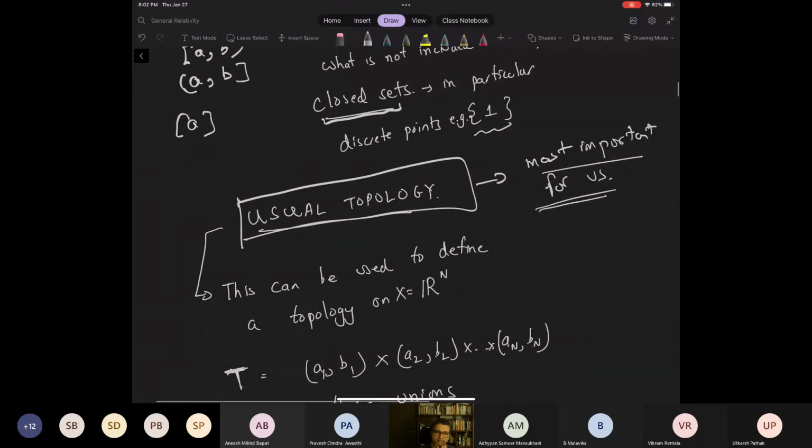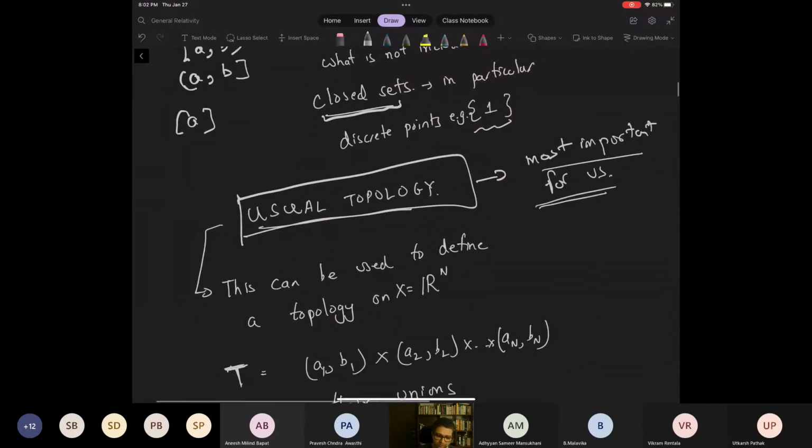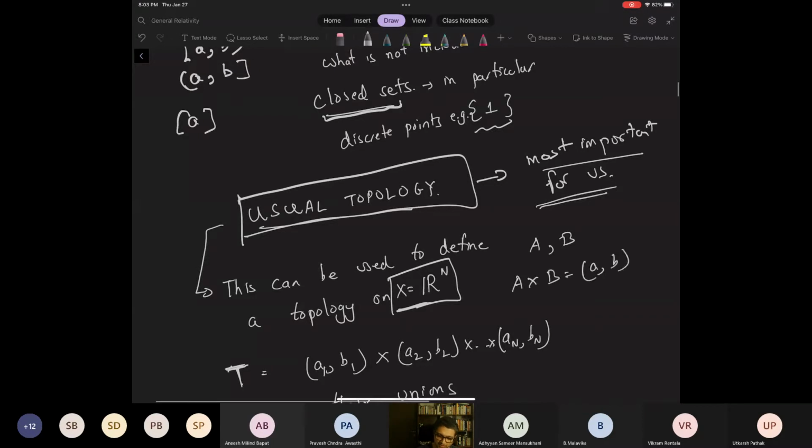And this topology can now be used to define a topology on a space X equal to Rn, the n-dimensional space. First of all, when I have two sets A, B, I can define a set A cross B whose elements are ordered pairs (a, b), where a belongs to A and b belongs to B. So this is a definition of a cross product of sets. So Rn you can think of as R cross R cross R, n times.